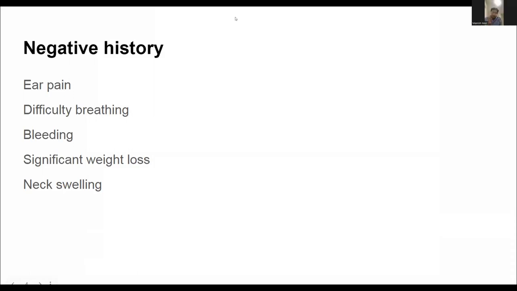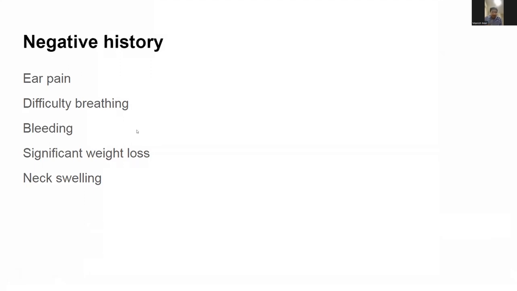Ankit, one more negative history of bone pain you can add, and I think about the order of history taking. If you look at ear pain, bleeding, difficulty in breathing, and neck swelling, and then you talk about metastasis. So I think weight loss and neck swelling are very important, and should be at the top.